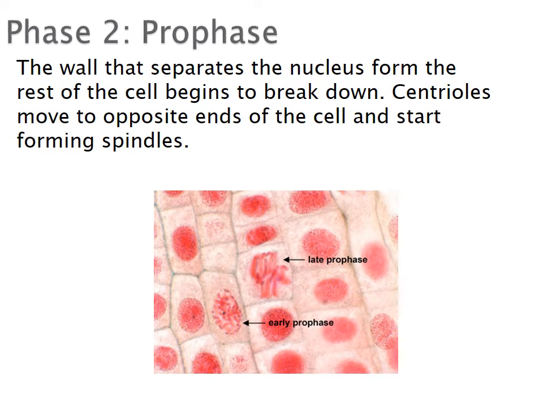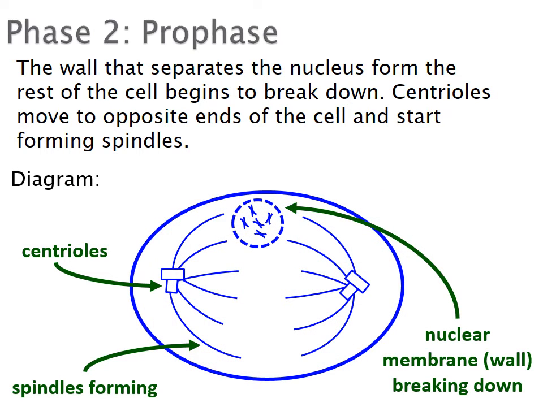Phase 2, prophase. The wall that separates the nucleus from the rest of the cell begins to break down, and centrioles move to opposite ends of the cell and start forming spindles. Now I say the centrioles are kind of like Spider-Man, and the spindles are his webs. And just like Spider-Man uses his web to grab onto things, centrioles will form spindles to grab onto the DNA. So you can pause now and copy down the text and include the diagram in your booklet.